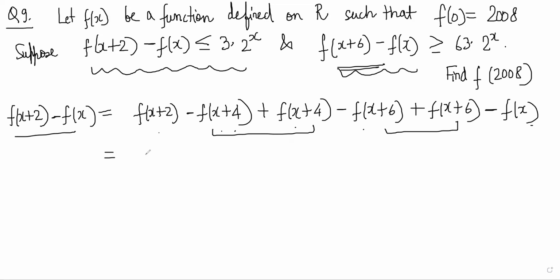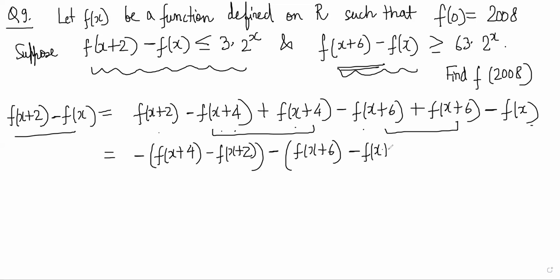Now I can write this as negative of f of x plus 4 minus f of x plus 2. And the second term also with a negative sign, negative of f of x plus 6 minus f of x plus 4. And the last one with a positive sign, f of x plus 6 minus f of x, right? Okay. Now, what is the benefit?